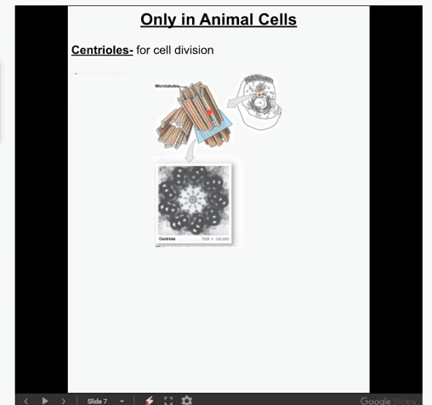They come in pairs. There are only 2 of them, and these 2 are located at an area known as the centrosome, and they help with cell division in animal cells. Plant cells do not have these, but they still do cell division just like animal cells do. They just don't have centrioles.